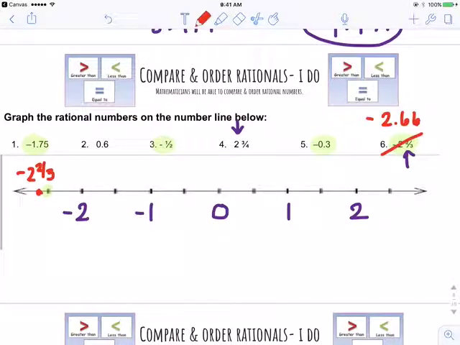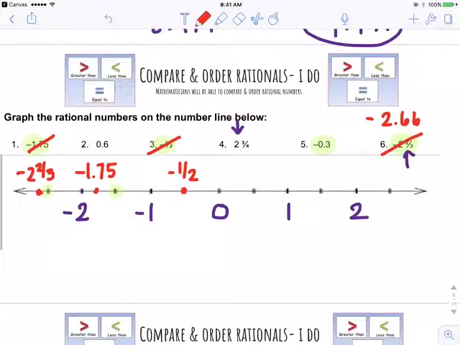That one's done. Then I have negative 1.75. I know that's going to be somewhere between negative 1 and negative 2. And I know right here is my half, or 0.5, 0.50. So negative 1.75 is somewhere in between, about halfway, exactly. So that one is done. Negative half happens to fall right on the halfway between the 0 and the negative 1. I want to make sure I label it.